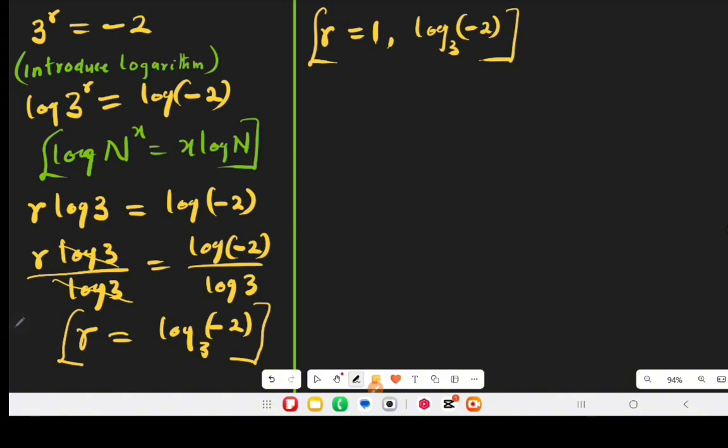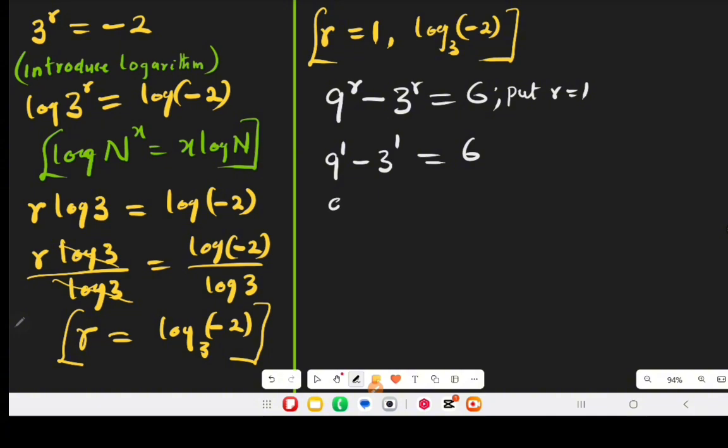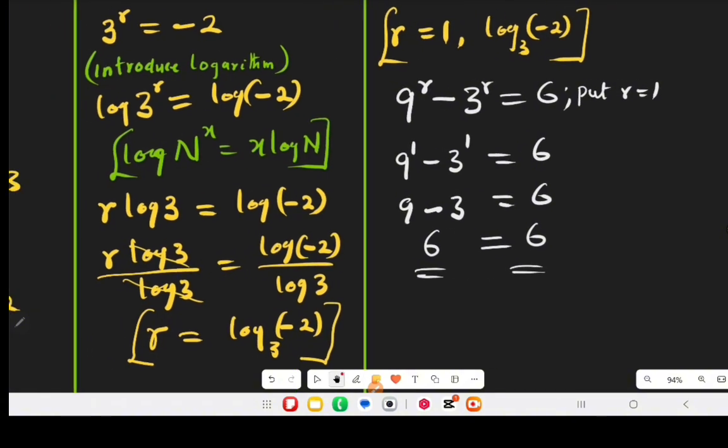Now we want to check if our answer is correct. Then we write down the original equation, which is 9 raised to the power of r minus 3 raised to the power of r equal to 6. Put r equal to 1. If we put r equal to 1, we have 9 raised to the power of 1 minus 3 raised to the power of 1 equal to 6. 9 raised to the power of 1 is 9, minus 3 raised to the power of 1 is 3. Will it give us 6? Yes. 9 minus 3 is 6, equal to 6. The left-hand side is equal to the right-hand side. So our answer is correct.